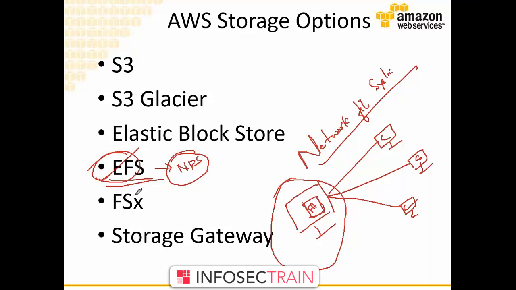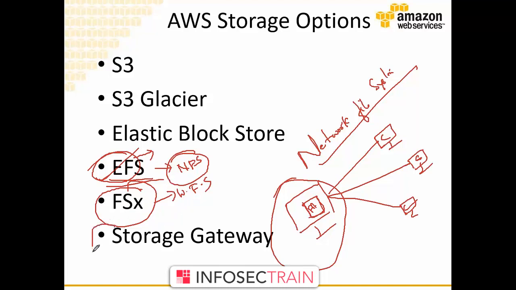Okay. And the next one is something called FSx. EFS is basically NFS. FSx is basically a Windows file share. That's all, nothing more. Like in Windows, you create file servers, right? The same thing is called FSx, Windows file share.